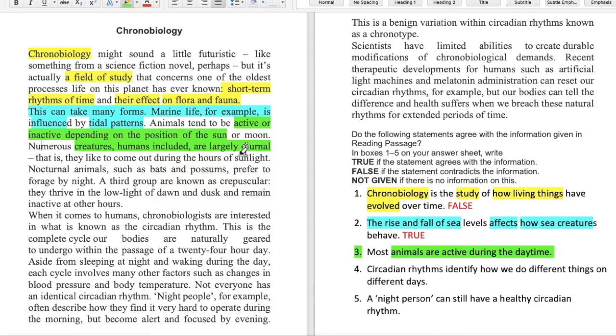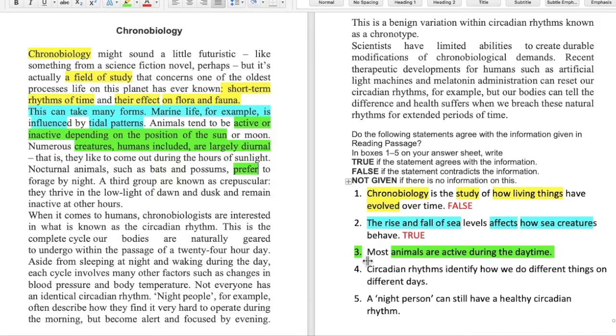included, are largely diurnal. Now what is diurnal? Diurnal means they like to come out during the hours of sunlight. That means they come out during the sunlight hours. That means they are active during the daytime. So basically I have to compare one statement, which is most animals are active during the daytime, and the other statement, which is numerous creatures are largely diurnal, which is numerous creatures are active during the daytime.